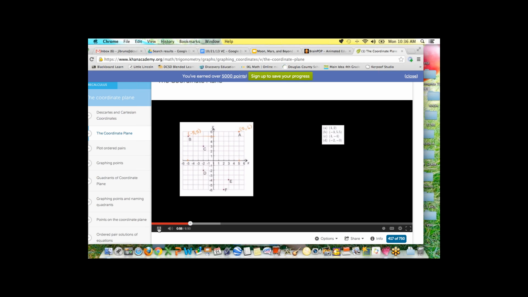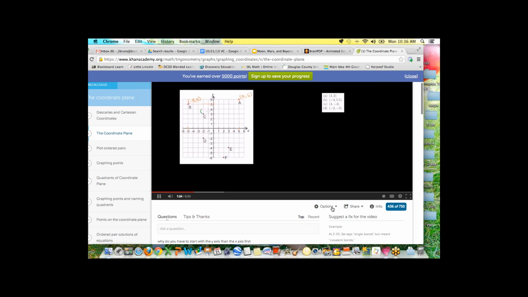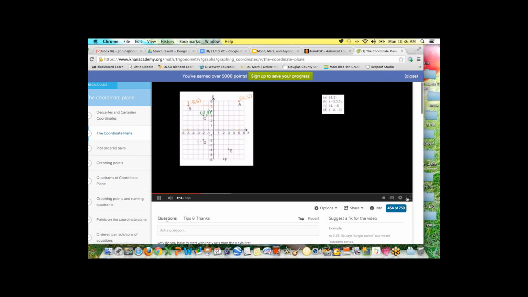Okay, so look how easy that was. To find the coordinates, all he did was count over 5, and then count up 6. And so that's how you would write the ordered pair, 5, comma, 6.